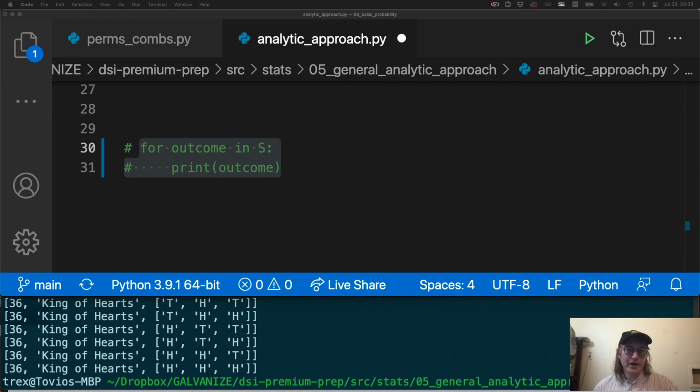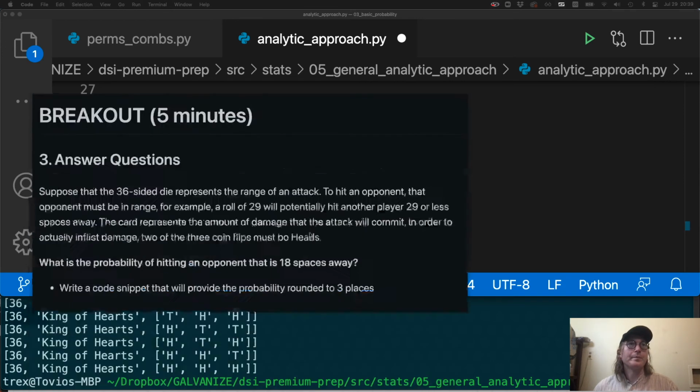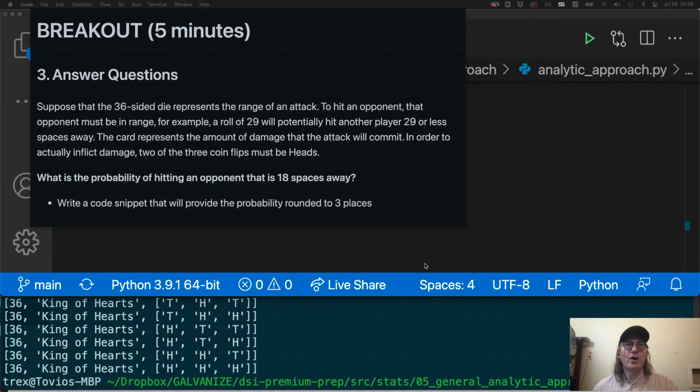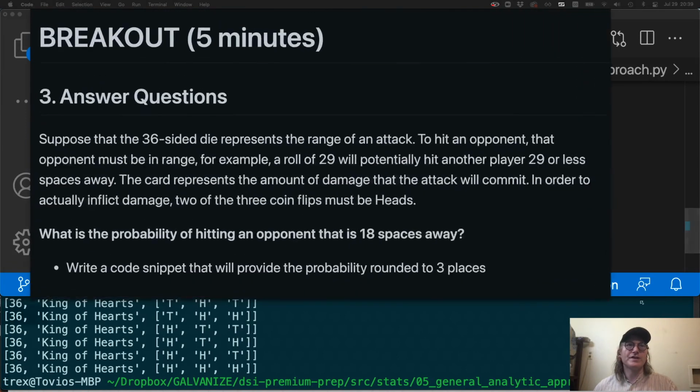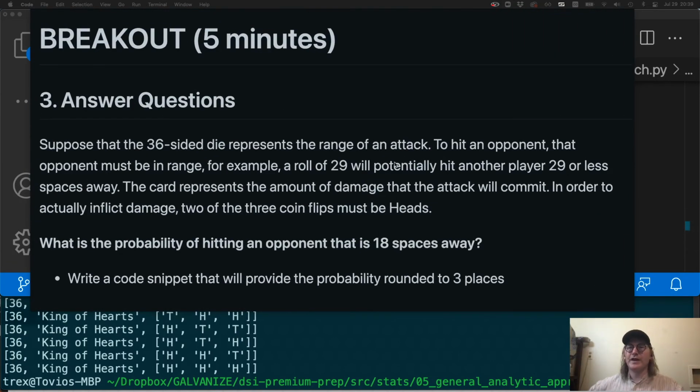Let's look at this breakout. So suppose that the 36-sided die represents the range of an attack. To hit an opponent, that opponent must be in range. So let's say you roll 29 on this 36-sided die, then you can potentially hit the other player if they are 29 or fewer spaces away.